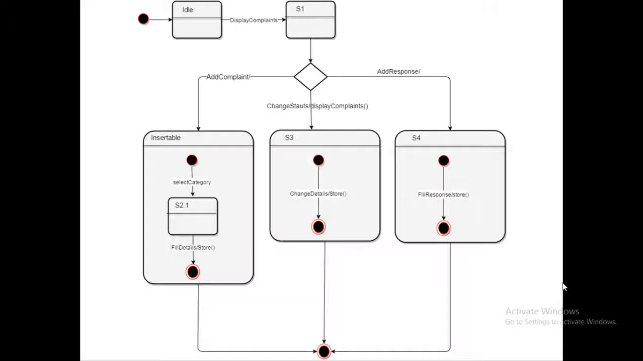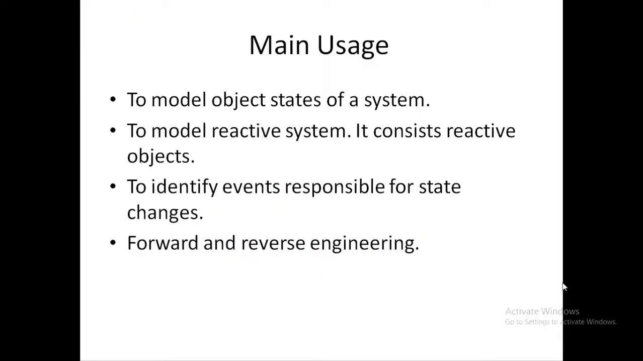So the question is, why we are using this diagram? The answer is here: to model object states of a system, to model reactive system. It consists reactive objects, to identify events responsible for state changes, forward and reverse engineering. So this is the state chart diagram.